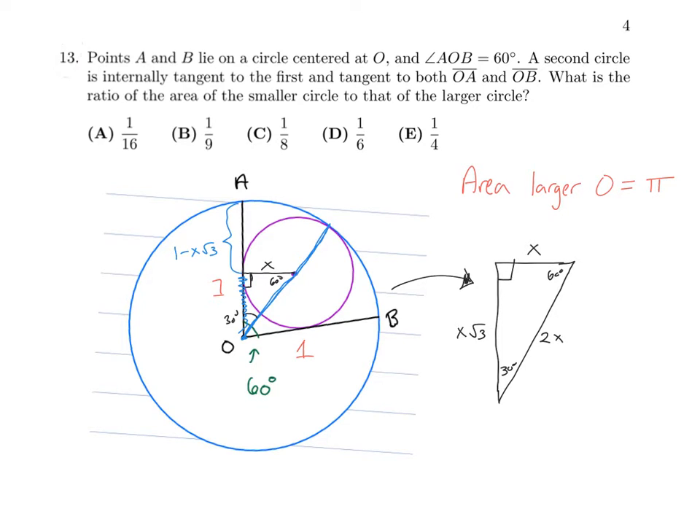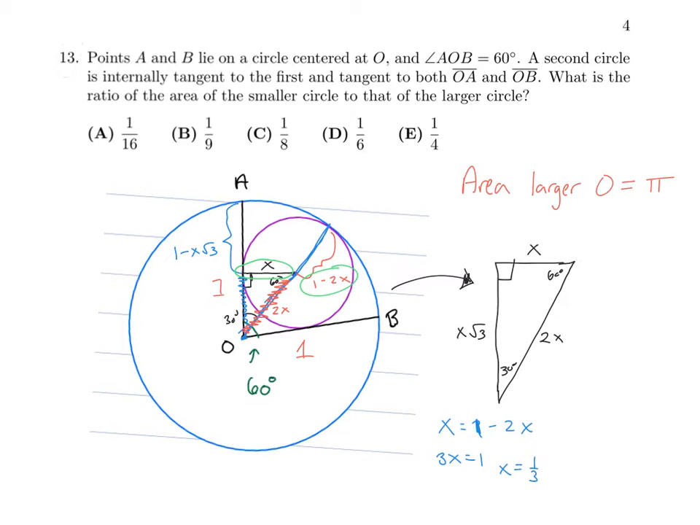The other thing to notice is that if this side here, which I'm going to put in red, is 2x because that's the hypotenuse there, then this expression here must be 1 minus 2x because the entire line is the radius of the circle. But now I've got two expressions for the radius of this small circle. It's x, and it's also 1 minus 2x. And so setting those equal is going to tell me the radius of the smaller circle. So x equals 1 minus 2x. Solving gives you 3x equals 1, or x equals a third.